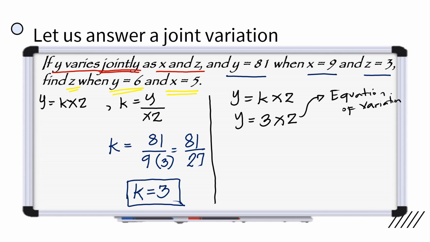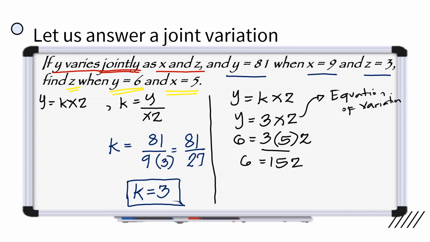Ang kailangan lang natin ay mag-substitute. So, substitute natin kung ano yung given. Ang y daw ay 6. So, 3. Ang x ay 5. At ang nawawala ay si z. Ngayon, ang una natin gagawin, multiply muna natin itong dalawa. So, we have 6 is equal to 3 times 5 ay 15z.